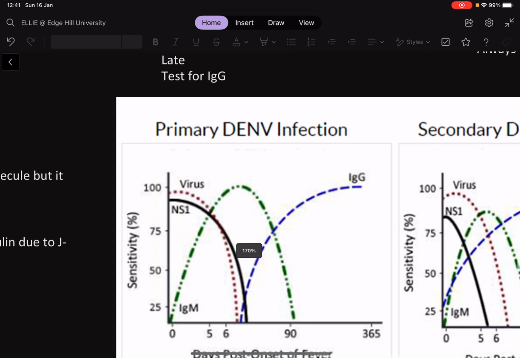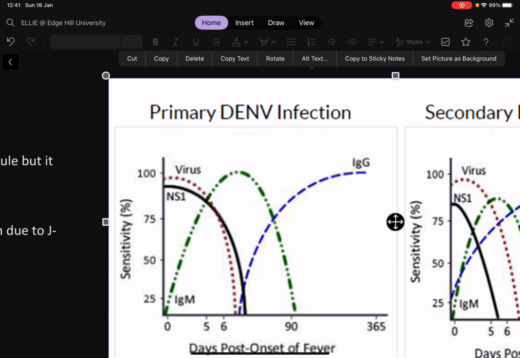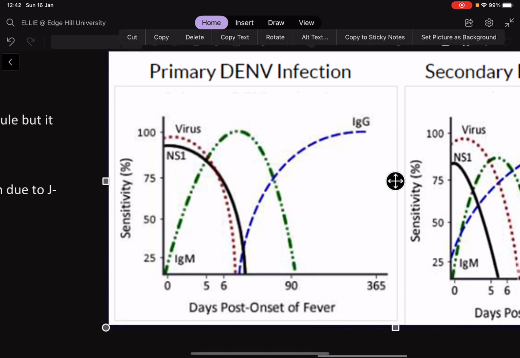What we've got is the time since you first started feeling ill. How much IgM can we detect? How much IgG? With a primary infection, so the first time you're infected, how much IgG or IgM you detect in a serotype test tells you what stage of infection you're at.